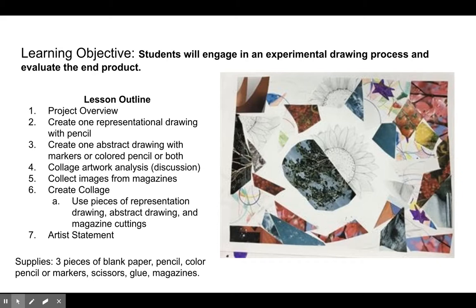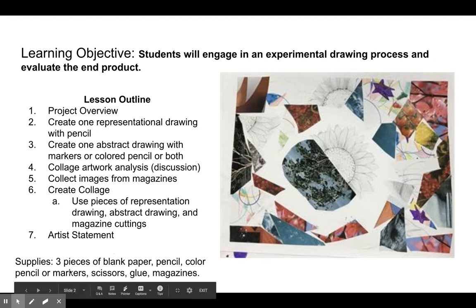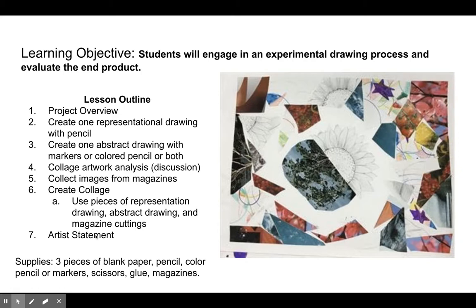Okay, so down here you can see on number 6, it says create collage, and I want you to use pieces of your representational drawing, abstract drawing, and magazine cuttings. And you can see that in this example here, so you can see they have part of their pencil drawing that they've cut up and arranged in different ways, part of their magazine clippings, and also pieces of what looks like an abstract drawing as well. So that may seem a little overwhelming because there's lots of pieces, but I want you to be really creative because you can create lots of different things with this, and it can be pretty much whatever you want.